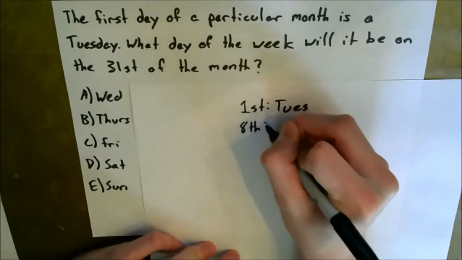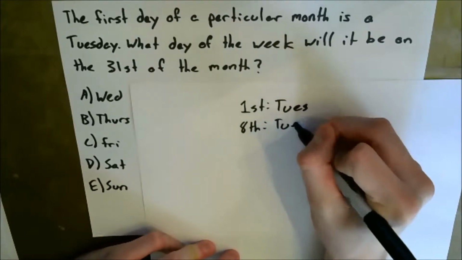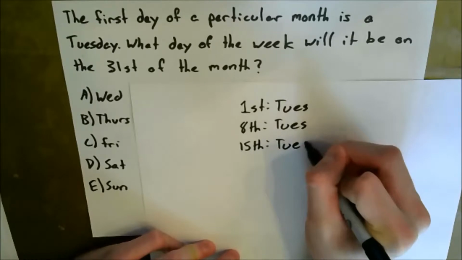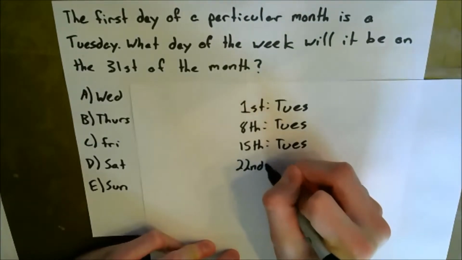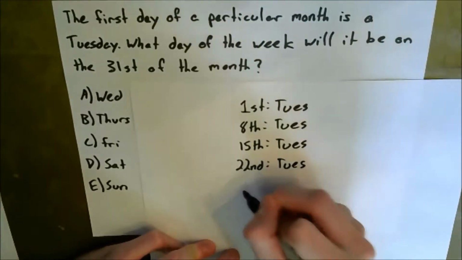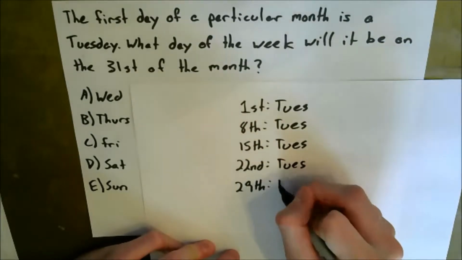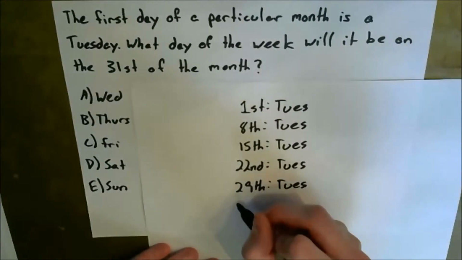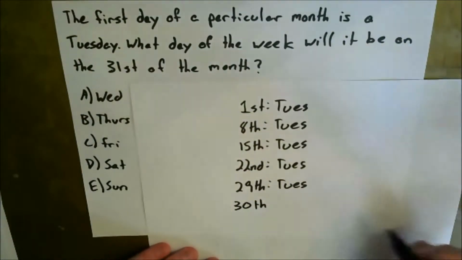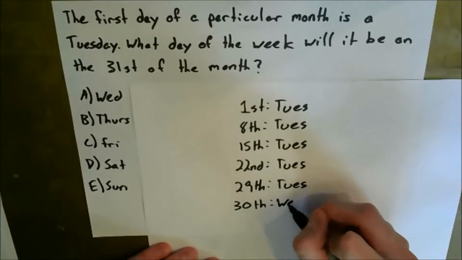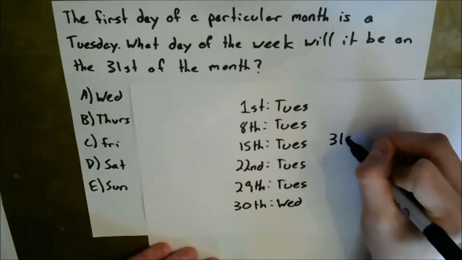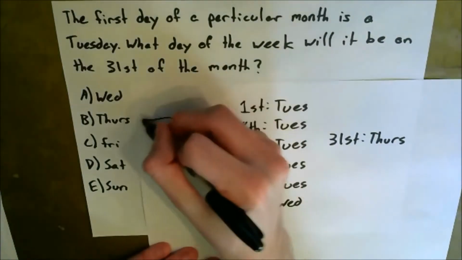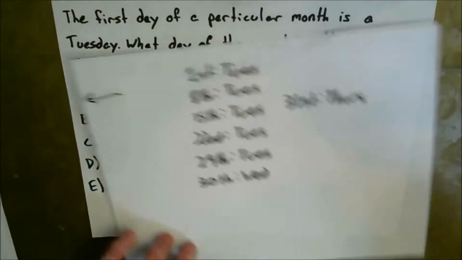So the next Tuesday will be the 8th, 7 days in a week, right? The next Tuesday after that will be the 15th, 8 plus 7. The next after that will be the 22nd. The next after that will be the 29th. And here, we're so close to the 31st, we want 2 more days. We say the 30th will be a Wednesday. And finally, the 31st will be a Thursday. So that's our answer. B, right there.